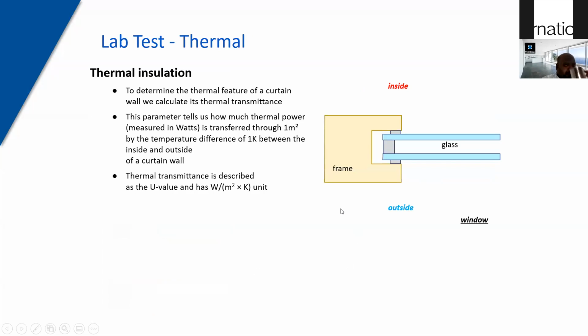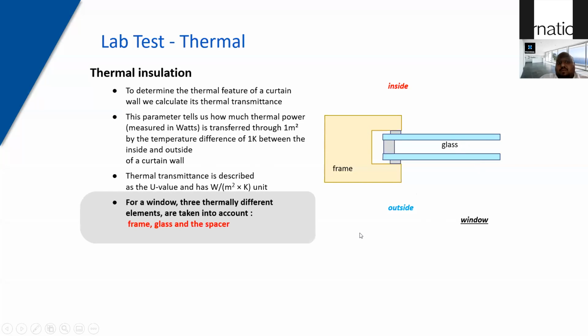So how do we calculate thermal insulation? To determine the thermal feature of a curtain wall, we need to calculate its thermal transmittance. This parameter is usually calculated as the amount of heat or cold transferred through 1 square meter of area at a temperature difference of 1 Kelvin between inside and outside. The unit which we use is watts per meter squared Kelvin. Essentially you have the glass and you have the inside of the building, you have the frame, and this is the outside of the building.